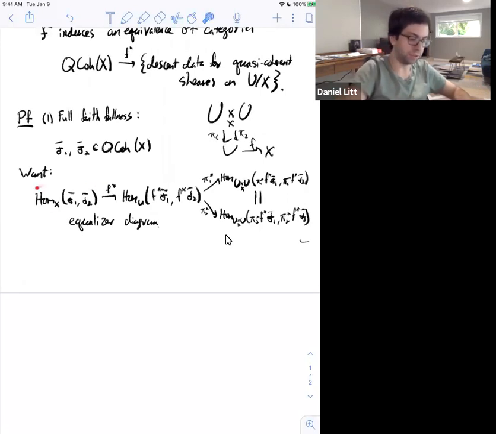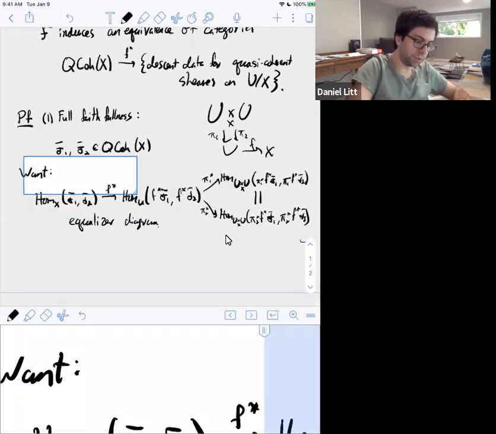So being an equalizer means this is injective and its image is precisely the stuff here that goes to the same place under these two maps. So injectivity is faithfulness. Fullness is, I claim, the fact that the image is precisely the stuff that goes here. So what you have to check, and this was an exercise, and it's really just an unwinding definitions exercise, is that being a morphism of descent data. So a morphism here is a morphism of descent data if and only if it goes to the same place under these two maps.